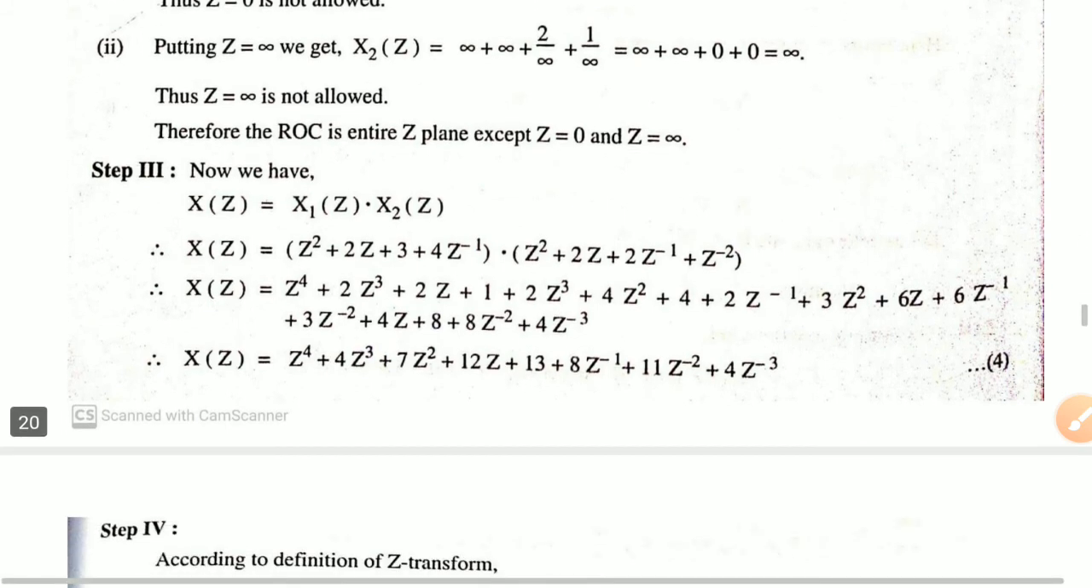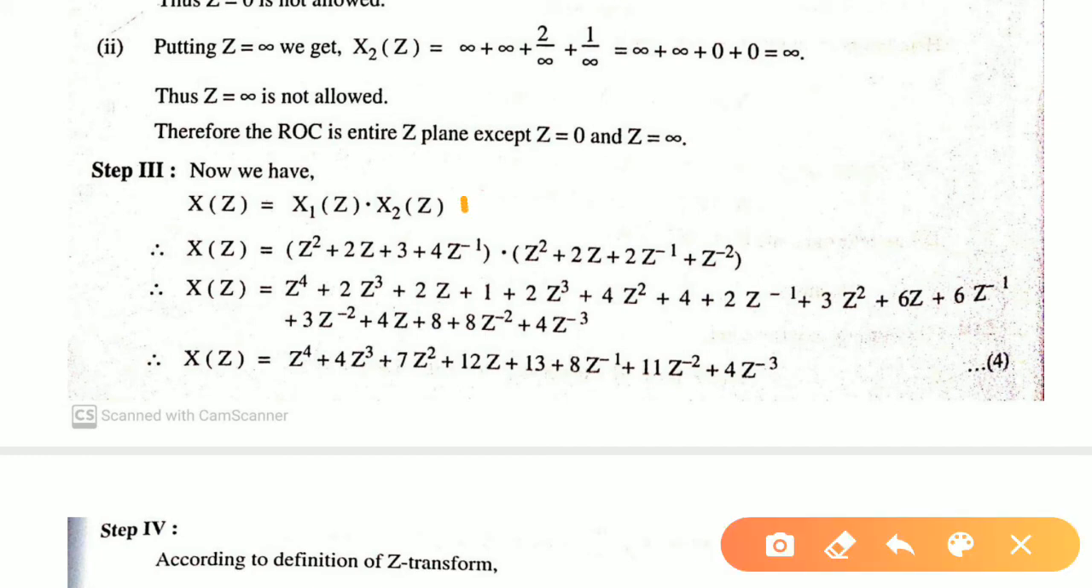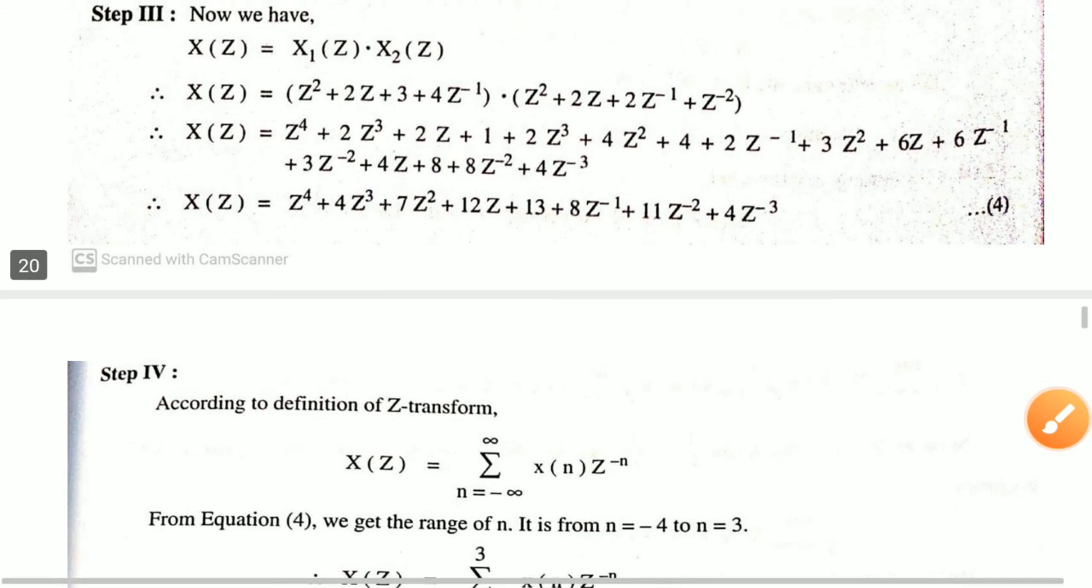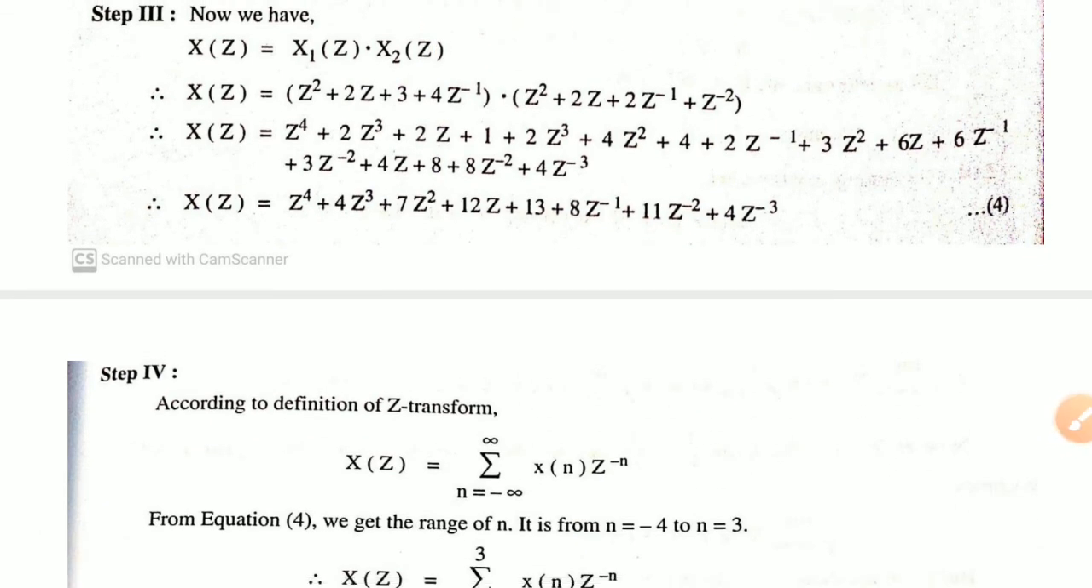The next and last step is the multiplication of these two transforms. According to our property of convolution, we have to multiply the z transform of x1 of n and the z transform of x2 of n. So after multiplying, just put in x1 of z and x2 of z. After putting these in and multiplying, we get this final equation. This is nothing but our final x of z.